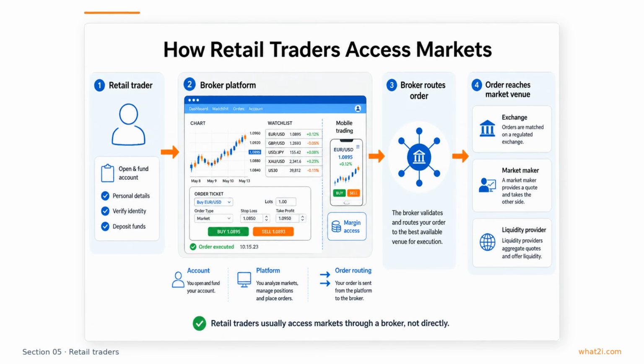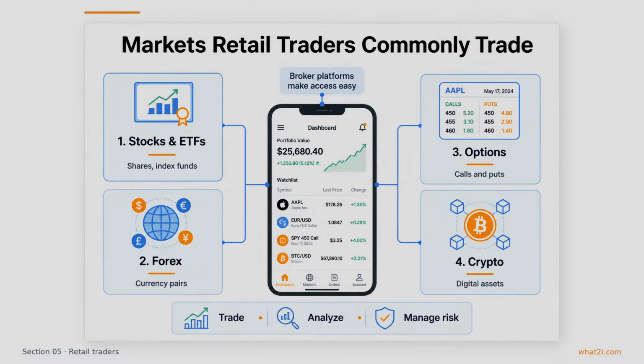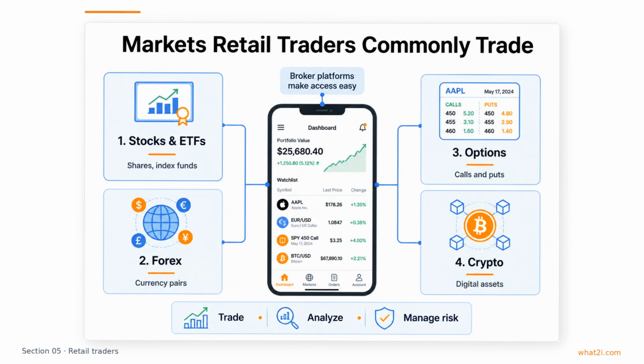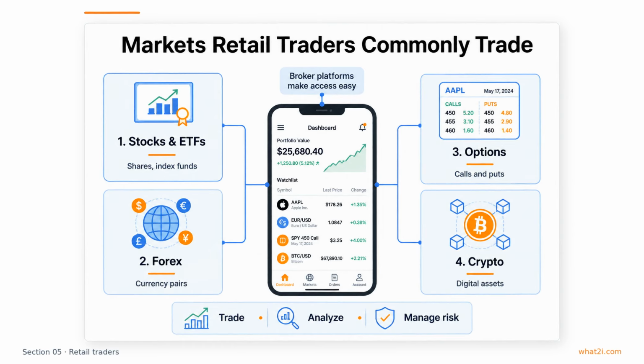For beginners, the broker is the gateway to the market. Retail traders commonly participate in markets that modern broker platforms have made easy to access. Stocks and ETFs remain popular because they are familiar and relatively simple to understand. Forex attracts traders interested in macro themes, leverage, and around-the-clock access during the business week. Options appeal to those looking for defined risk structures or directional trades with less cash upfront, though they add complexity. Cryptocurrencies have also drawn strong retail interest because access is easy and price moves can be dramatic.